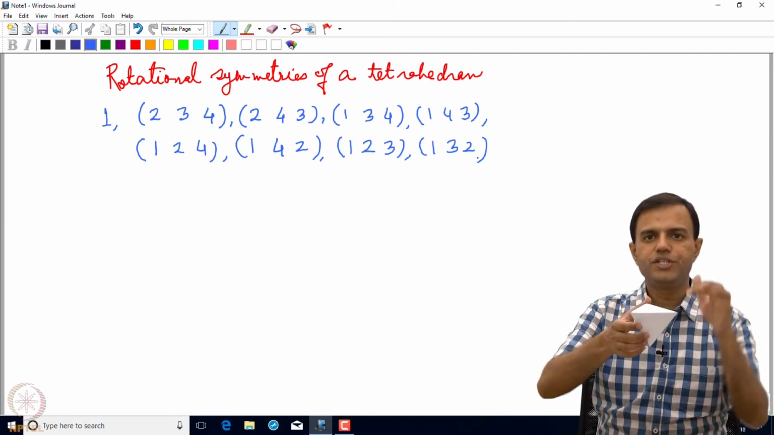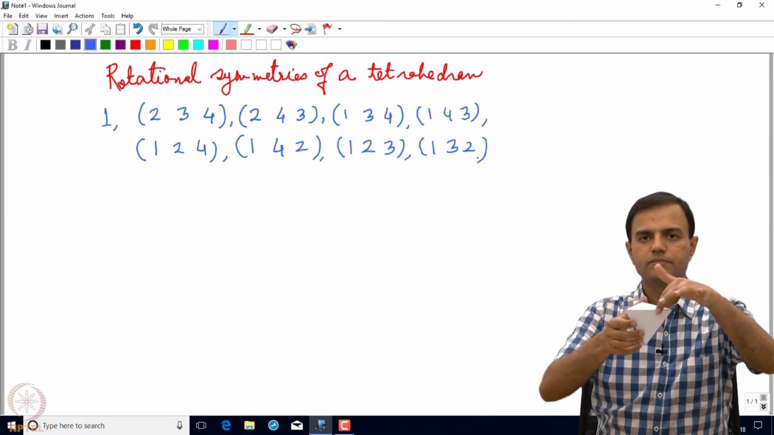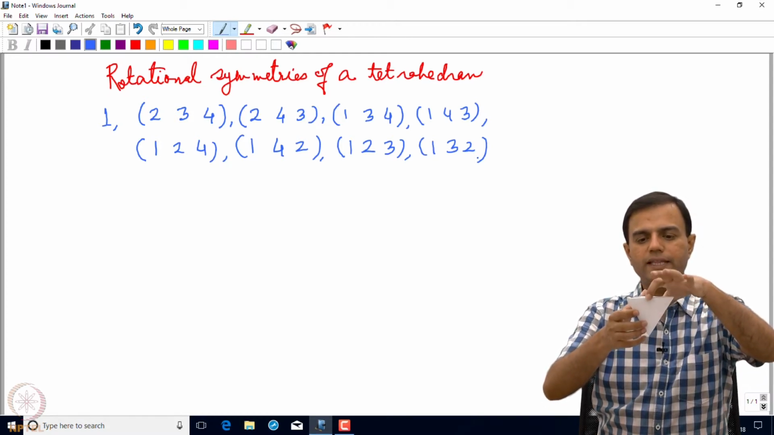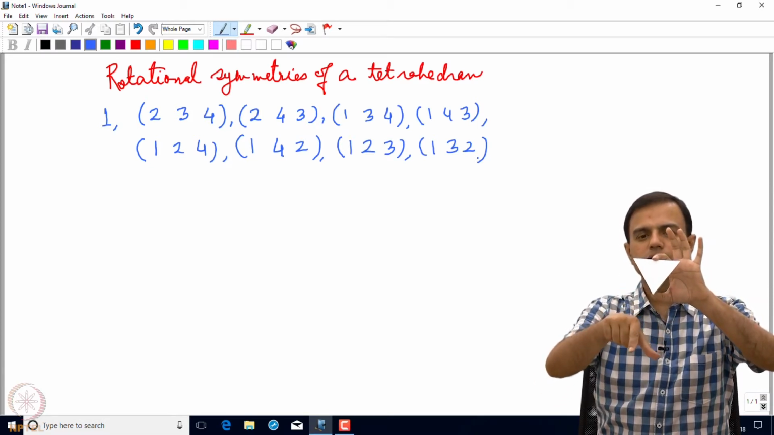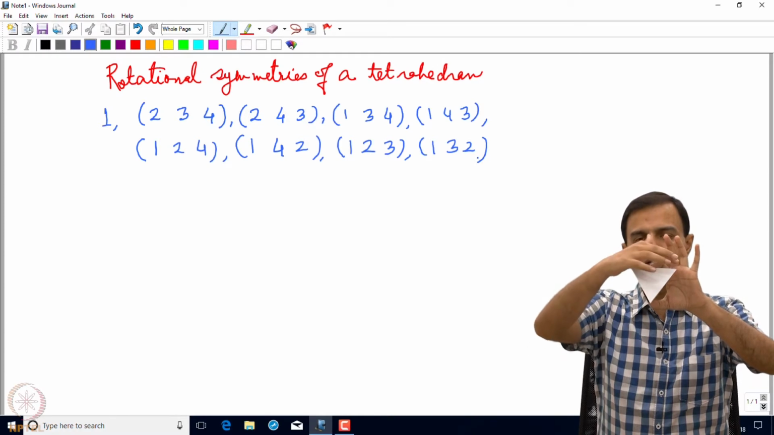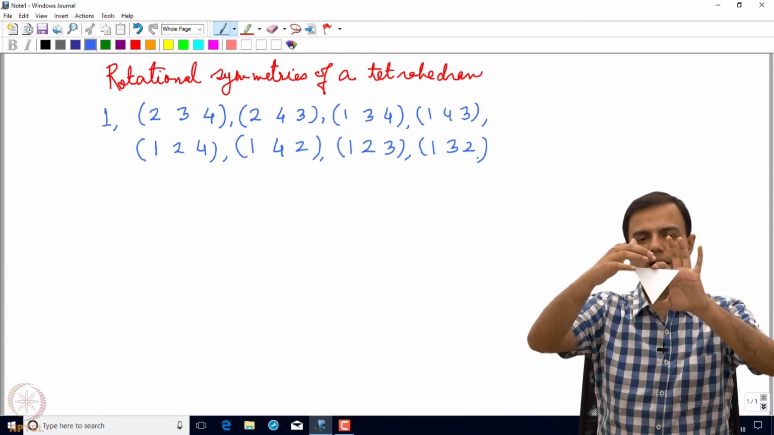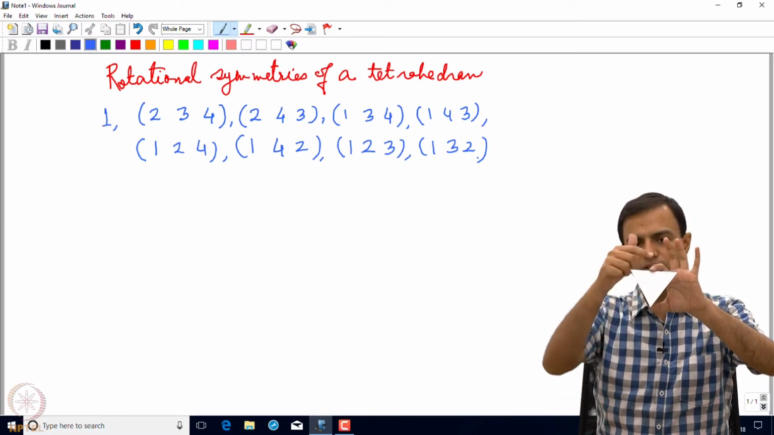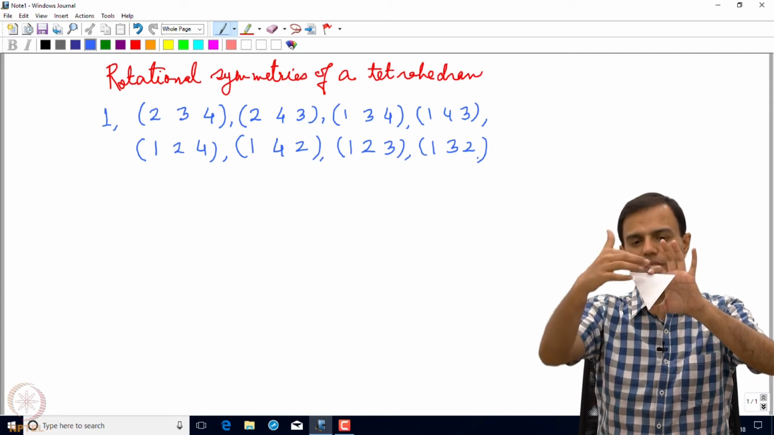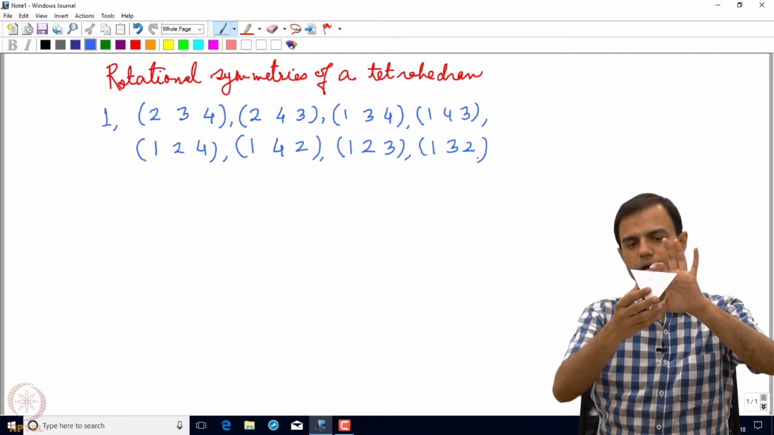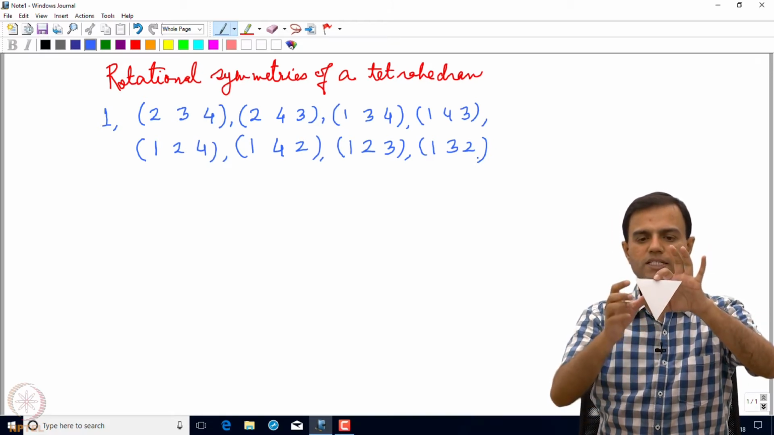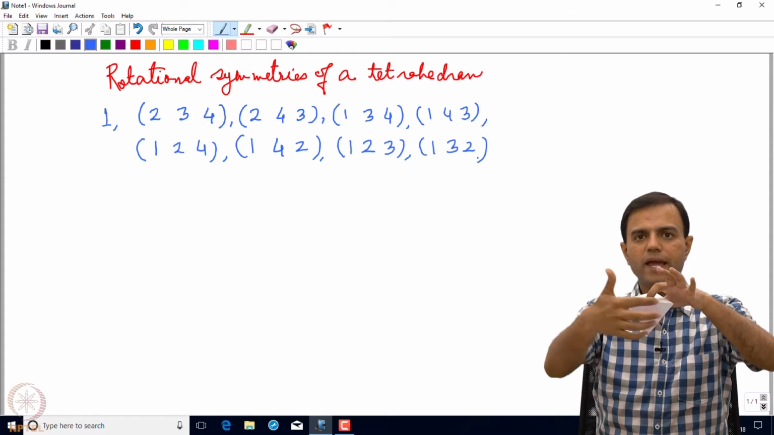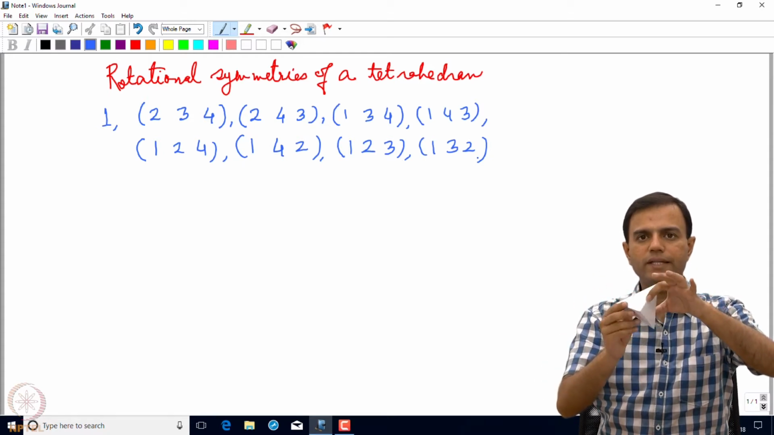You pick an edge. Consider the midpoint of this. And then there is an opposite edge which is perpendicular to this. So here is an edge. I take the midpoint, and there is an opposite edge which is perpendicular to this. So I pick the midpoint of that edge as well. I pick like this, and then I can rotate by 180 degrees.